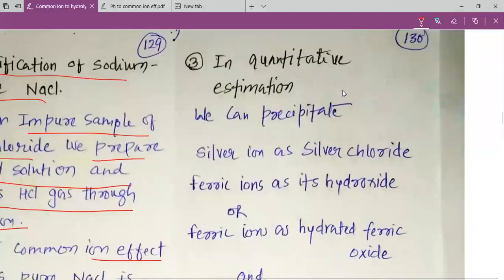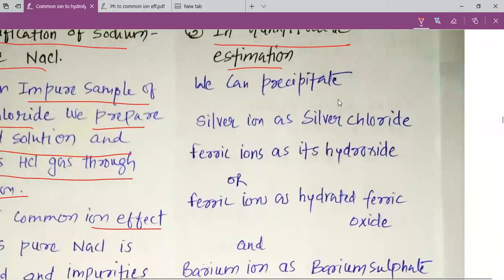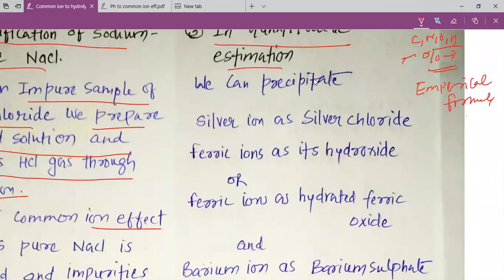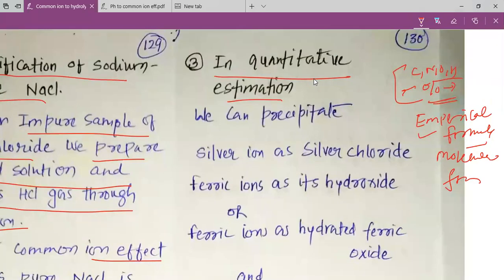Now, my dear students, we want to study the third one, which is the quantitative estimation. In the first chapter, we studied that on the basis of the percentage of carbon, nitrogen, oxygen and hydrogen given, we find out the empirical formula, and then we can find out the molecular formula. So when an unknown compound is discovered, what quantity of each element is present, or what is the percentage of the various elements present in the compound, is found out by the process known as the quantitative estimation.